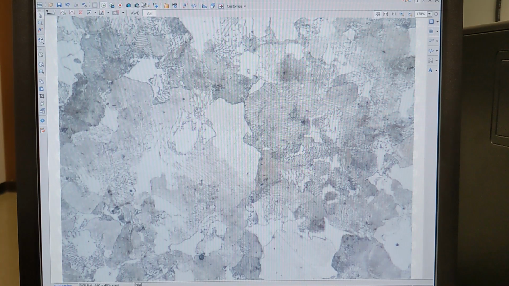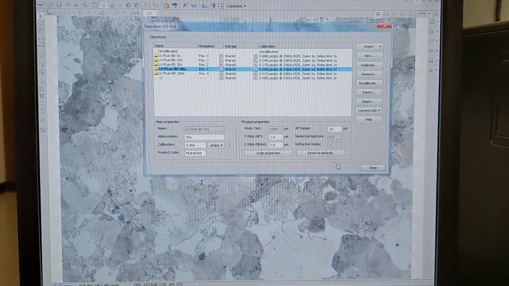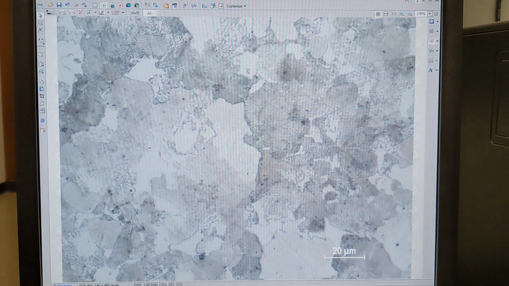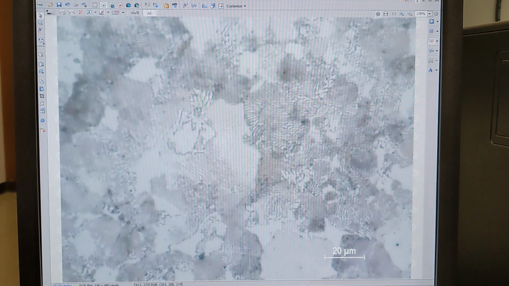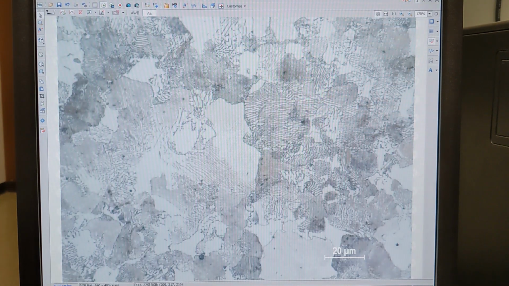Let's go ahead and put that scale bar on. Right now we're at 50 times. So you see at the bottom we have a 20 micron scale bar, and we have some nice, really well-defined layers of cementite and ferrite in our coarse pearlite sample.